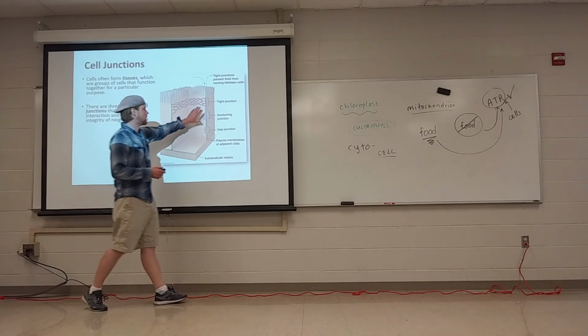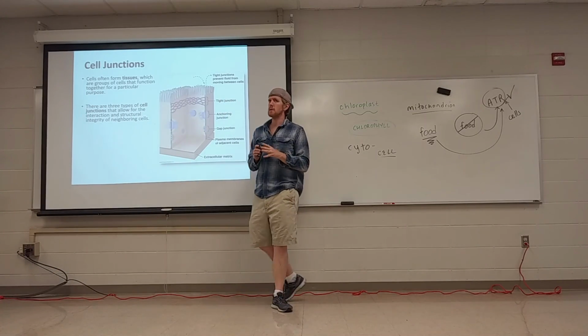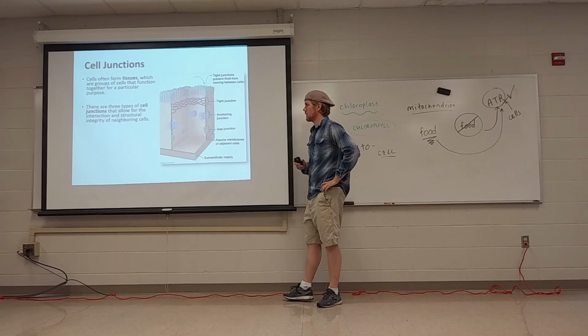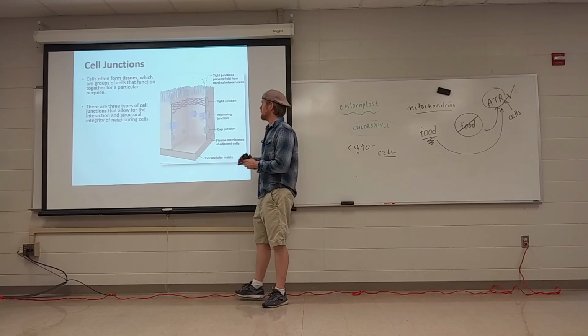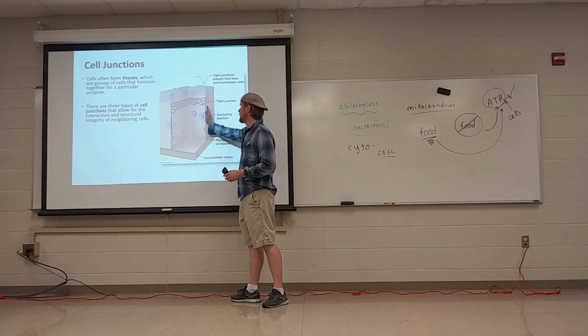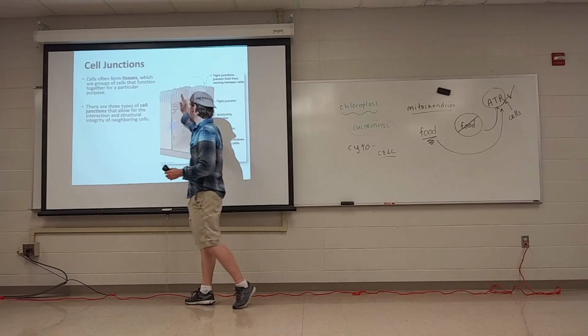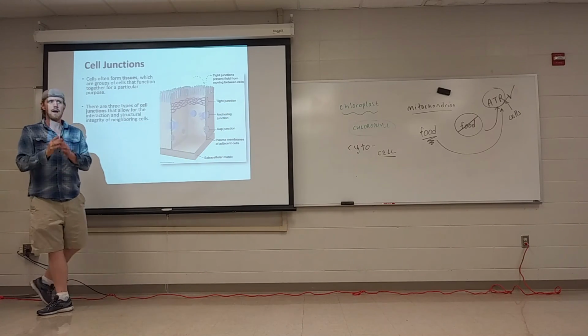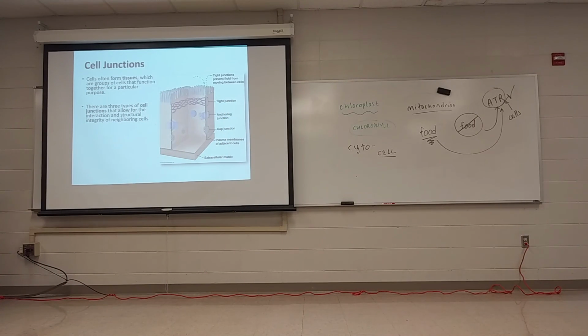Two particular proteins that are used to fasten cells together are tight junctions and anchoring junctions. Both of these allow for structural integrity so that you do not have gaps between neighboring cells, and that cells are nice and tightly compacted together to form whatever tissue is being produced by their union. So tight junction and anchoring junction allow for structural integrity of neighboring cells.